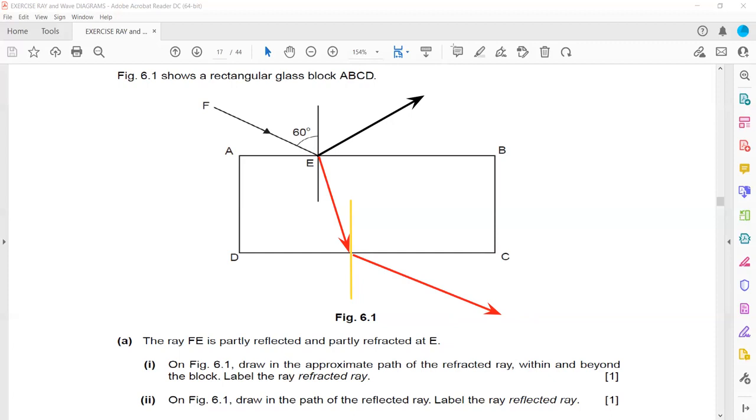And always label them, like here, this is the incident ray, this one is the reflected, this one is the refracted, and this one is the emergent ray. Because as I mentioned, draw the path of a reflected ray and label it as well. So right here, reflected.